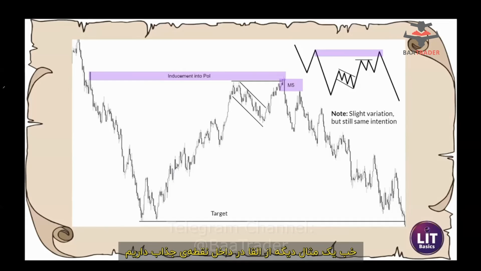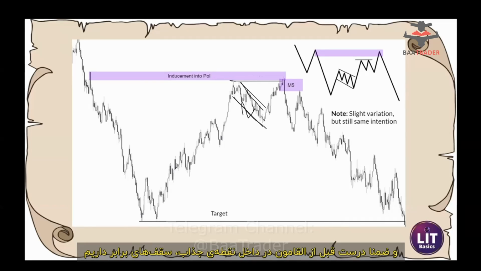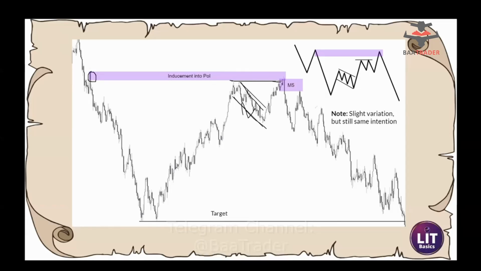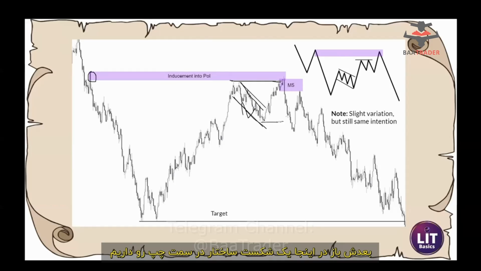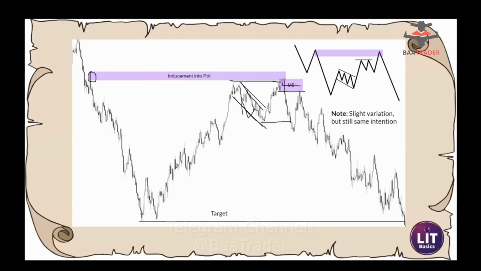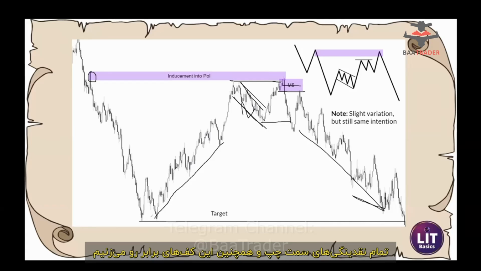So we have another example of the inducement into the POI. We have our channel over here being built both to the buy side and the sell side. And we also have equal highs just before our inducement into the POI over here to the left. Then we also have, again, a break of structure here to the left. And then we have, again, same thing, a POI here to the left. So it's a consecutive order flow type of entry. And then we get, of course, the continuation, taking out all of this liquidity to the left, as well as these equal lows.